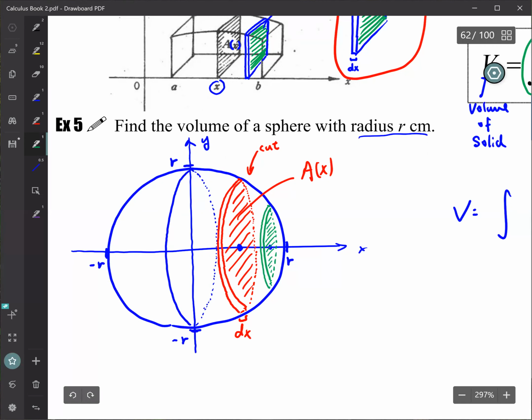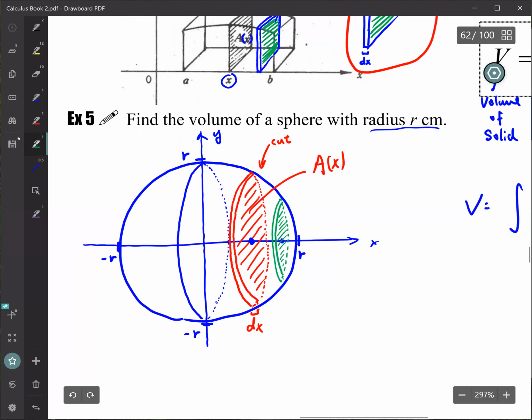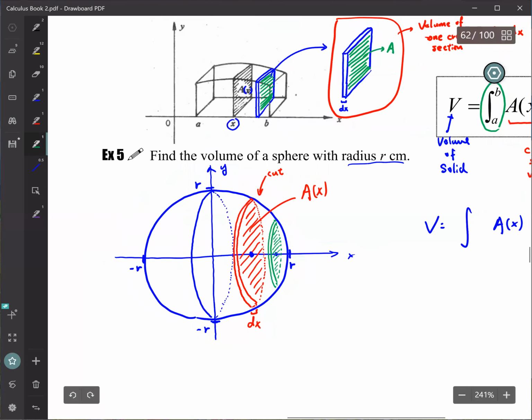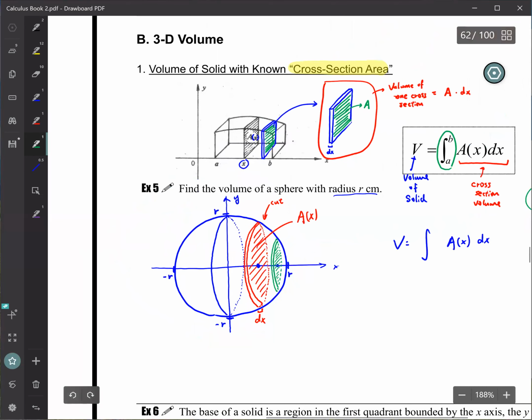Okay, Jason, is the dx always the same? Dx is just saying that it's a very tiny thickness. So it doesn't have a number. It just represents a little thickness, like the thickness of a slice of paper, right? So very tiny. Oh, okay, I understand. Yeah, so it could be 0.00001, something very tiny. So when you multiply A with dx, it just represents the volume of every single cross section.